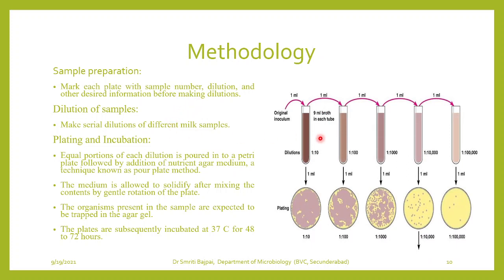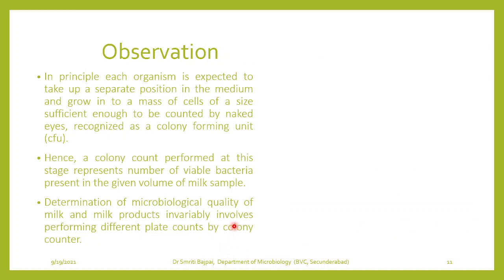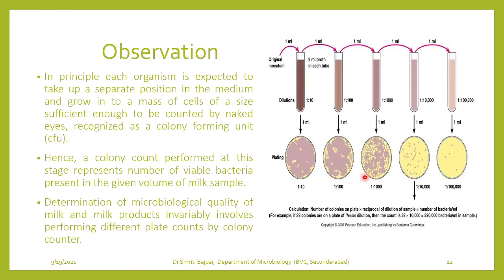Here we will make the serial dilution, then we will prepare the Petri plates. Nutrient agar media will be there, and after that we will cool down the media, and then we will pour the media and the sample by the pour plate method on the Petri dish. Then we will keep all the plates for incubation for 48 to 72 hours at 37 degrees centigrade. After incubation, we will observe the growth on the plates. Okay, so then by using the colony counter, we will get the number of bacteria present in the given sample.